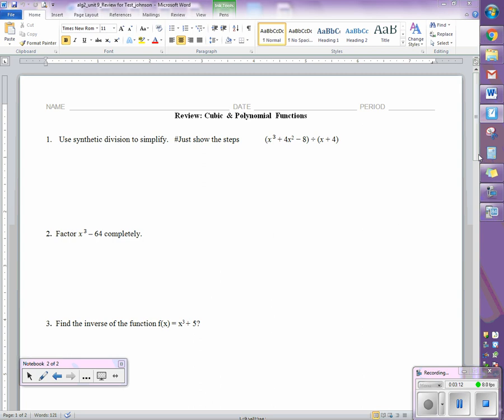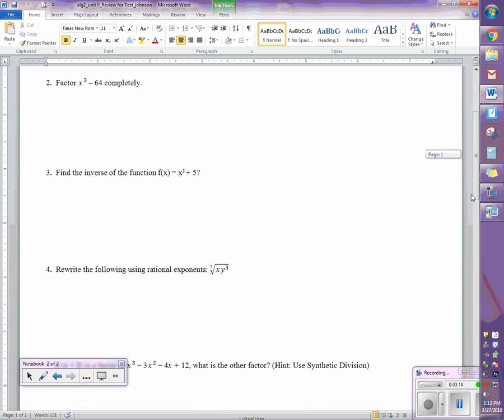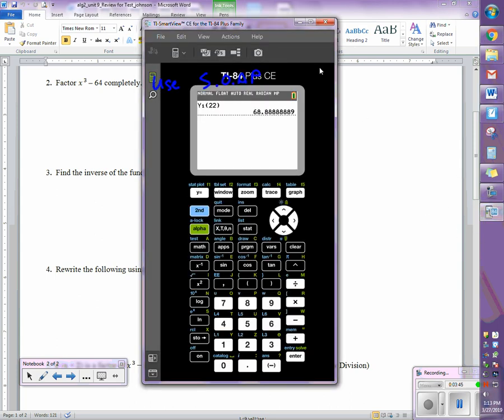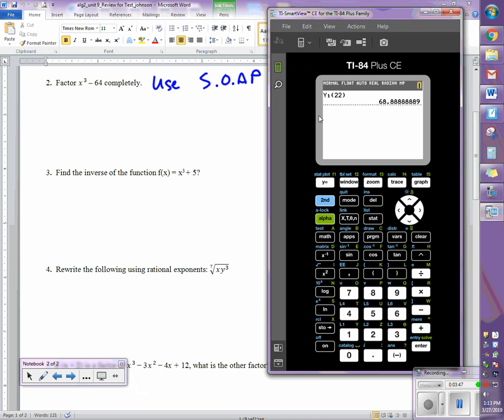Number 2 would like for us to factor x cubed minus 64 completely. If you remember the SOAP process, you could use SOAP to answer this question. If you don't remember the SOAP process, you can use the procedures we've been using in Unit 9. The first thing you would need to do is graph x cubed minus 64. So grab the calculator. You can use an online calculator as well if you don't have one of these.